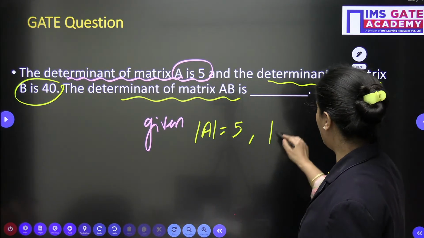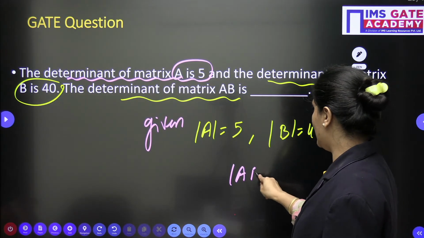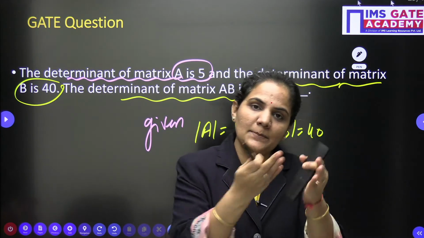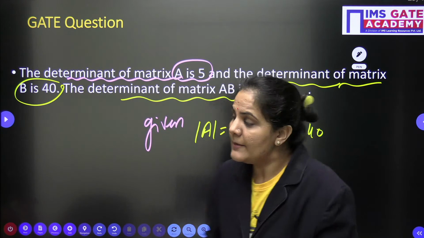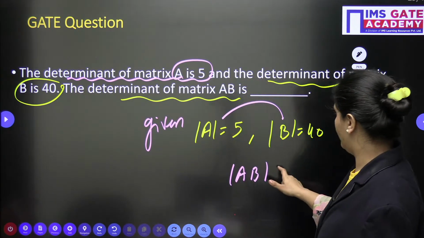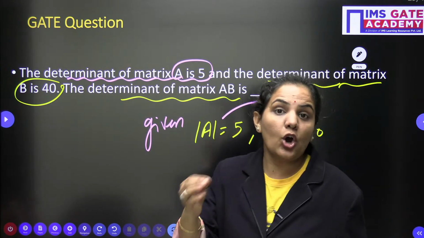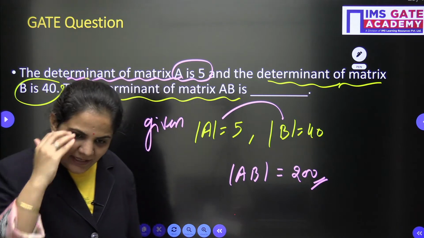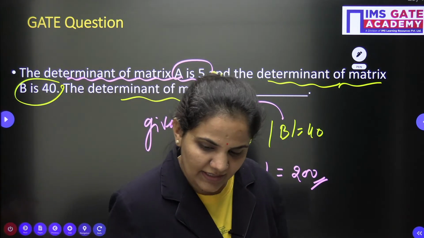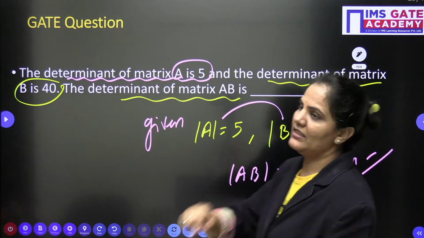So this is A, the determinant of B is 40. So AB is nothing but a product, and the determinant of a product is equal to the product of the determinants. So the determinant of AB is 5 into 40, which is nothing but 200. It will not take maximum 10 seconds. Within 10 seconds you can write down the result: my answer is 200. Done, the question is done.